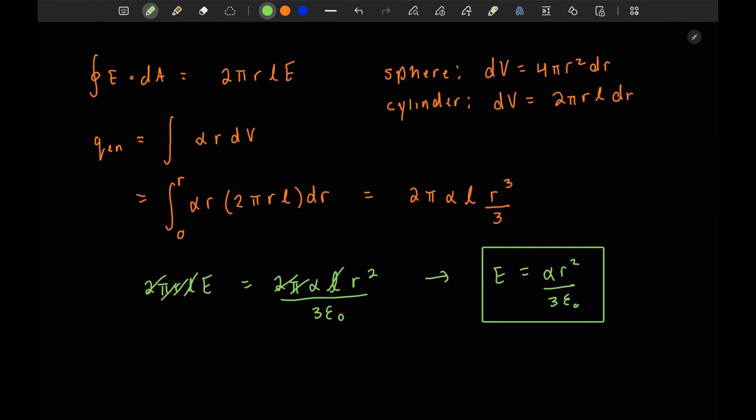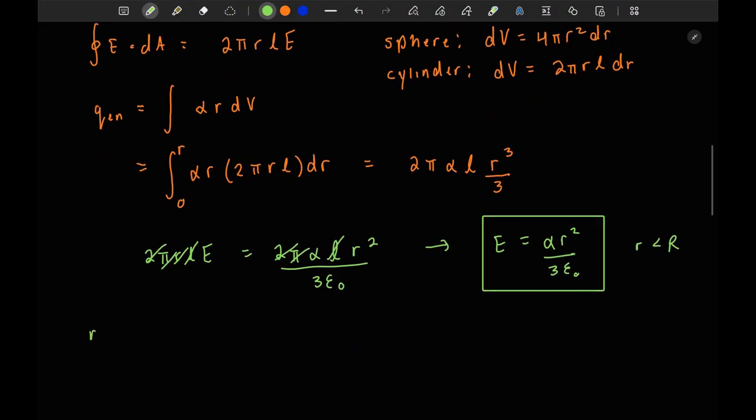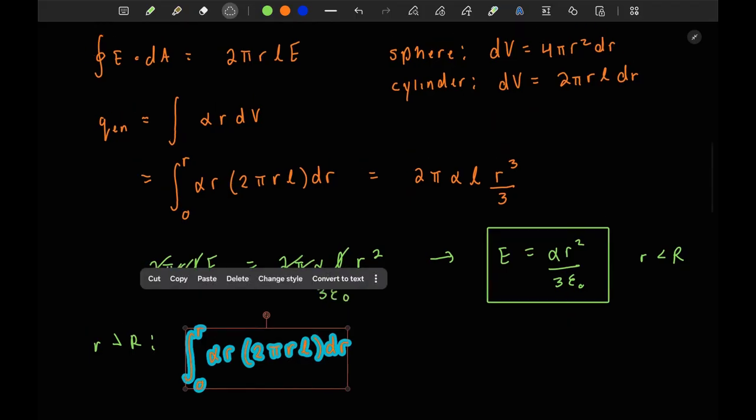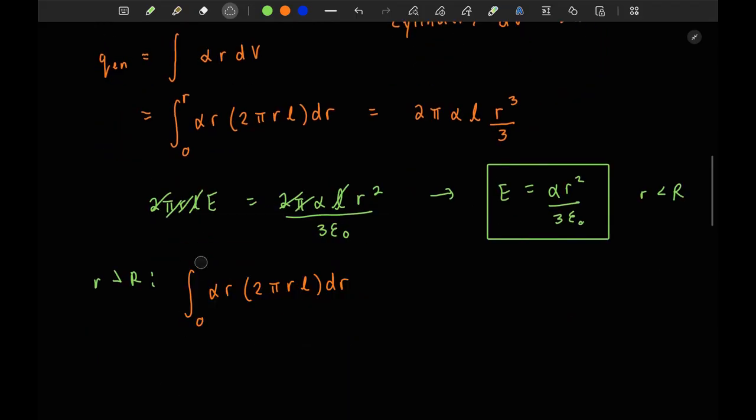Now, importantly, this is, of course, for r which is less than big R. What if r is greater than big R? In that case, again, we proceed the same way. The only change is that we take our integral and we switch the bounds of integration. Our charge density only extends until big R. So now our charge enclosed will be the integral from 0 to big R of alpha r, 2 pi r l dr. And I'll leave it to you to complete that case of the problem.